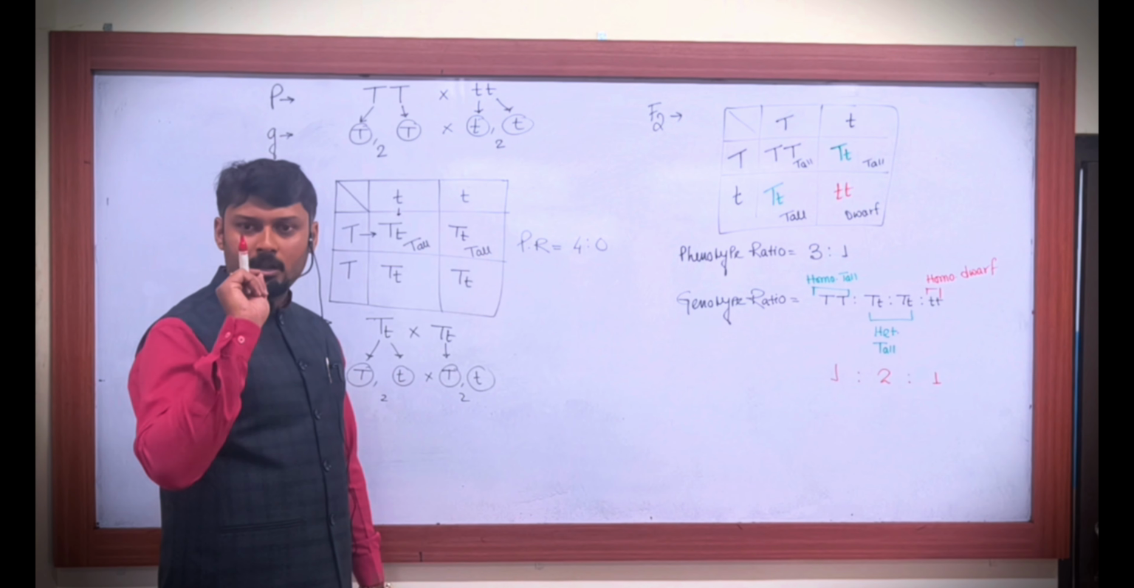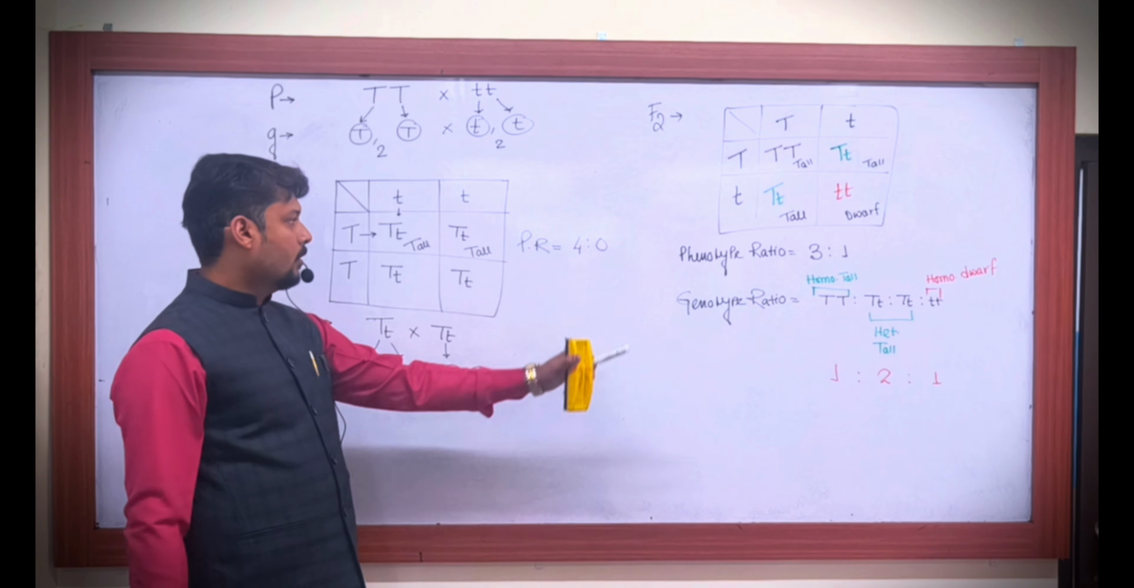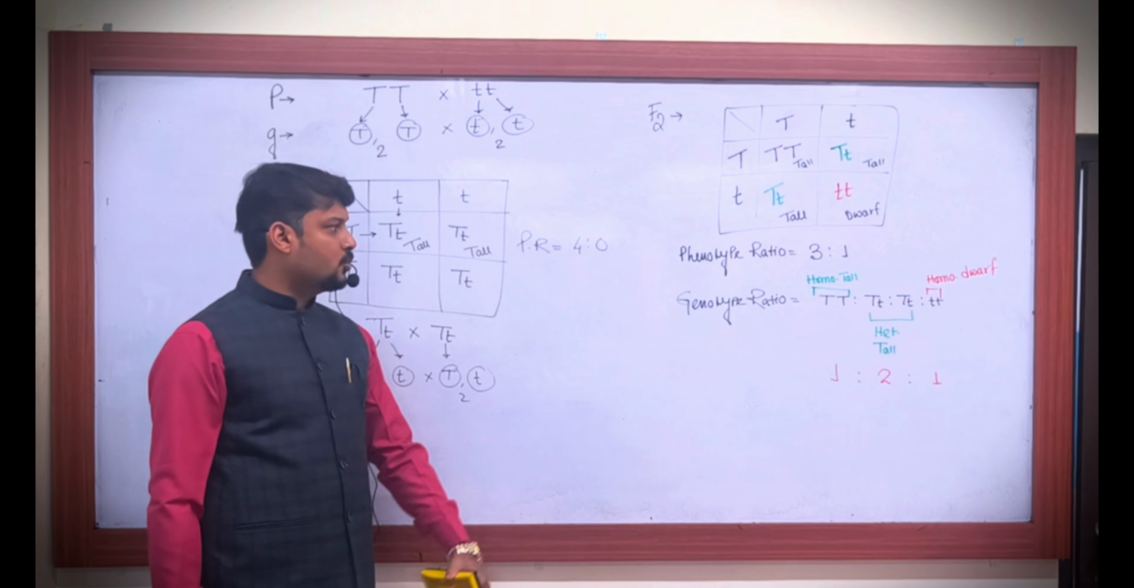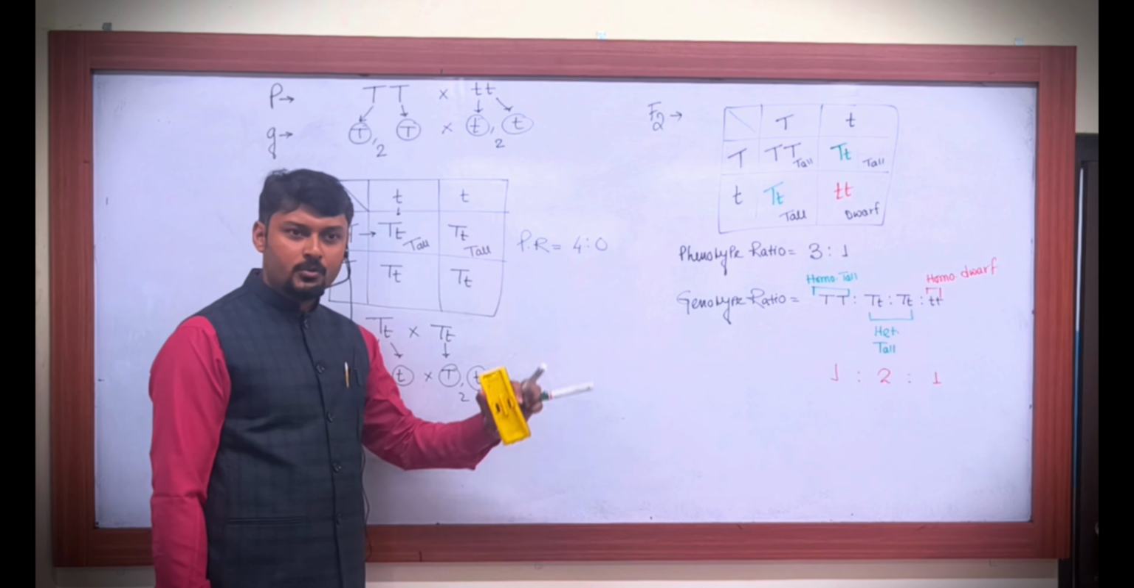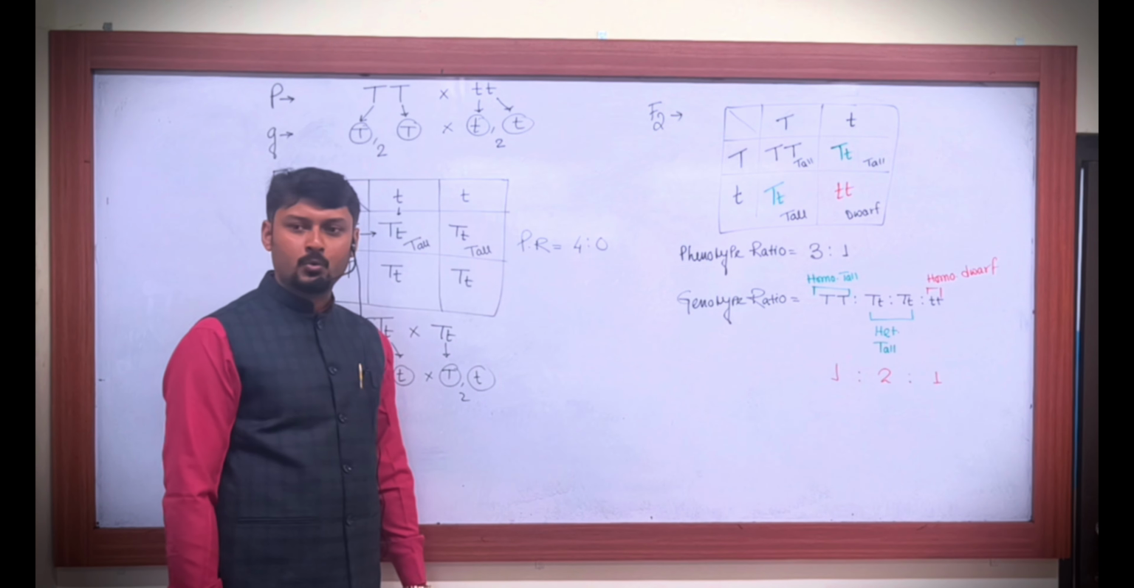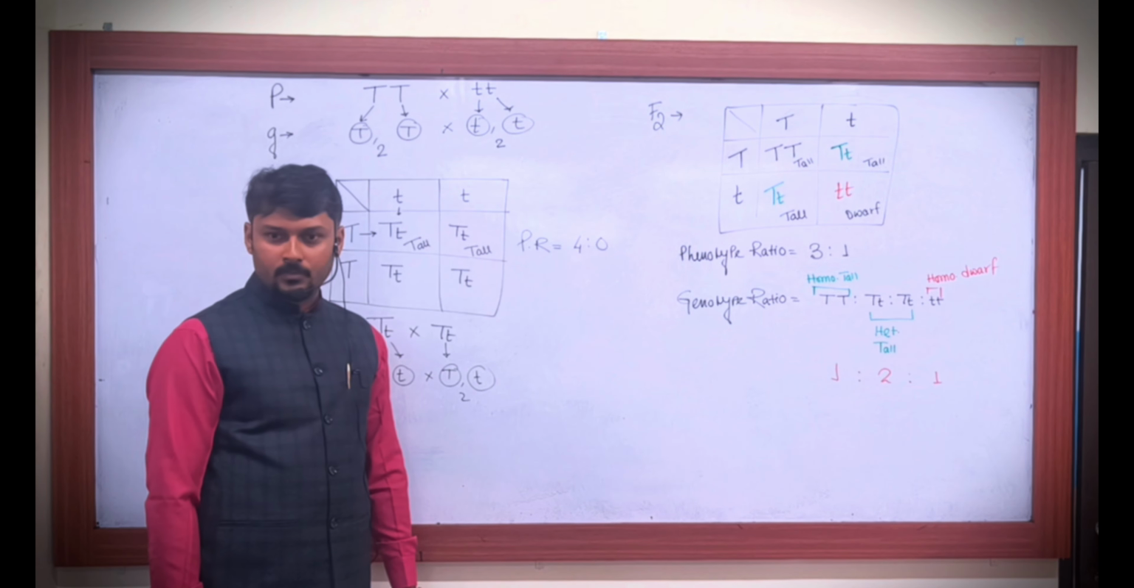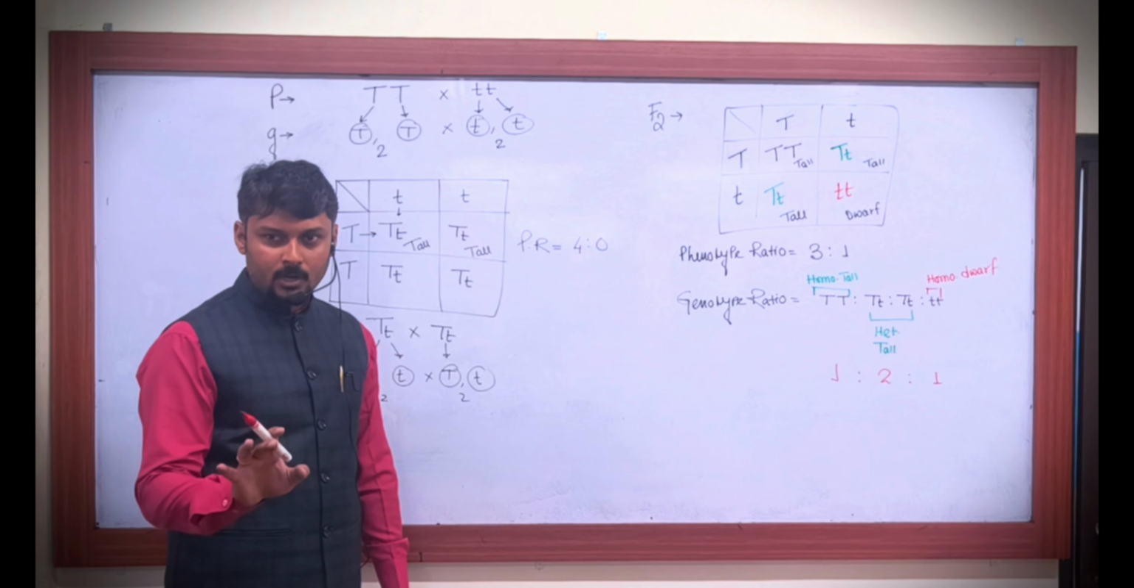For a standard Mendelian cross, the F2 generation phenotype ratio is 3 is to 1. The F2 generation genotype ratio is 1 is to 2 is to 1. Clear? Understand?